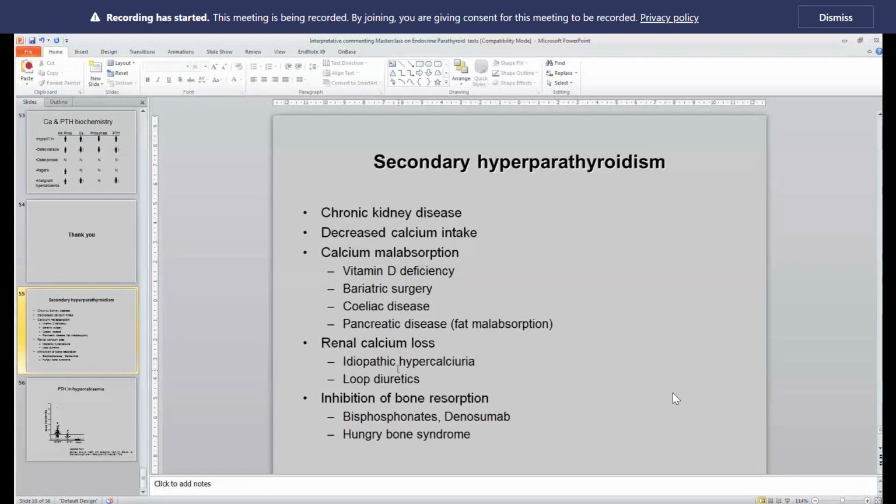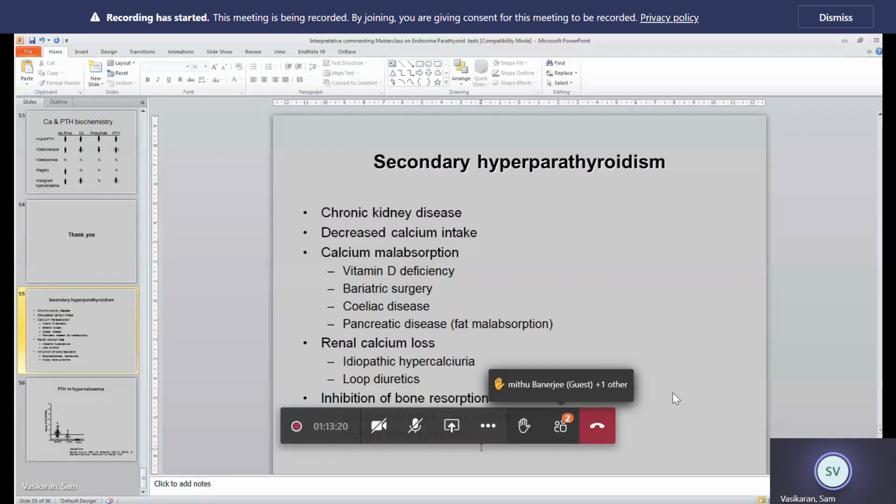I mentioned loop diuretics causing secondary hyperparathyroidism, but there is also idiopathic hypercalciuria. And another rare condition called hungry bone syndrome: when someone has had long-standing hyperparathyroidism, for example, and they are treated, they develop hungry bone syndrome, where the bone absorbs calcium from the blood. They become hypocalcemic, and then they can develop secondary hyperparathyroidism, but also in refeeding syndrome.